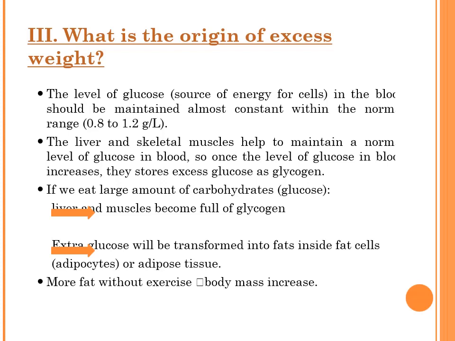But in case we eat high amounts of glucose, the liver and muscles will become full of glycogen. What happens in this case? The extra glucose will be transformed into lipids or fats inside the adipose tissue. More fat, without exercising and physical activity, will lead to an increase in our body mass.